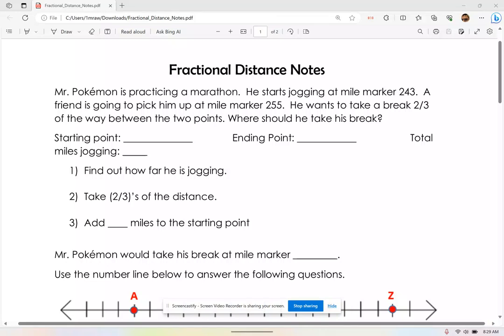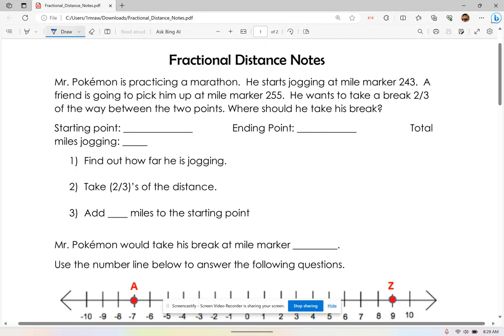Okay, so today we're going to be talking about fractional distance, and this is a little bit of practice. So we talked about the midpoint, right, which is like the halfway point, so one half. We've kind of discussed that, but what happens when the distance is not one half? What if it's more than one half or less than one half? So this is what we're going to discuss today.